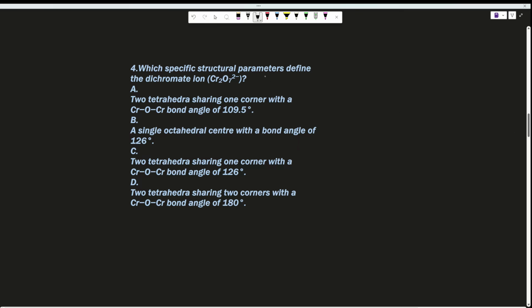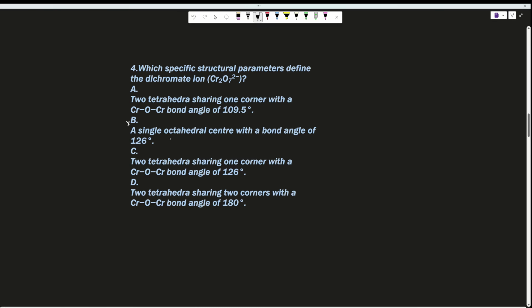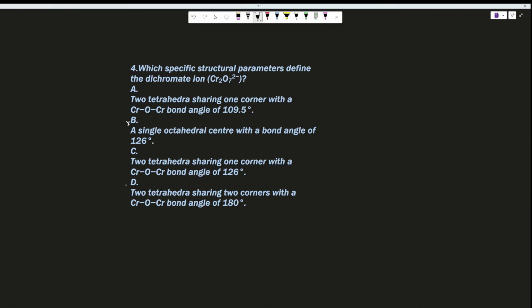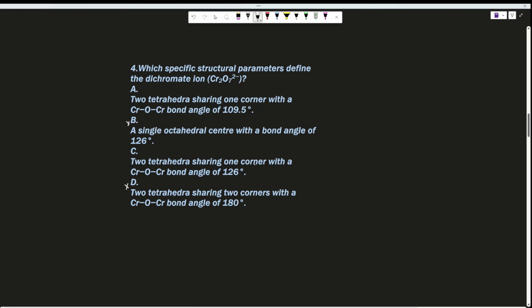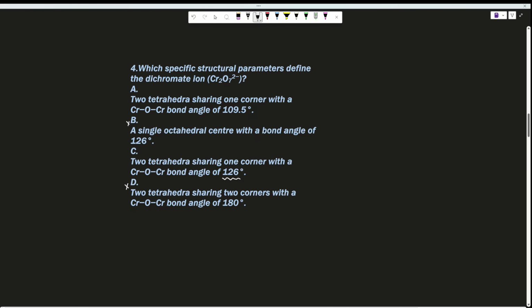Which specific structural parameters define the dichromate ion? Just before, I had shown you the dichromate structure, right? There will be two tetrahedral units sharing one corner. It is two tetrahedral, so it's not a single; here it is given octahedral also, which is not true. And two tetrahedral sharing two corners is not correct, it is only one corner. Now, in between you have that Cr-O-Cr bond and the angle is 126 degrees. So this is the correct statement here.